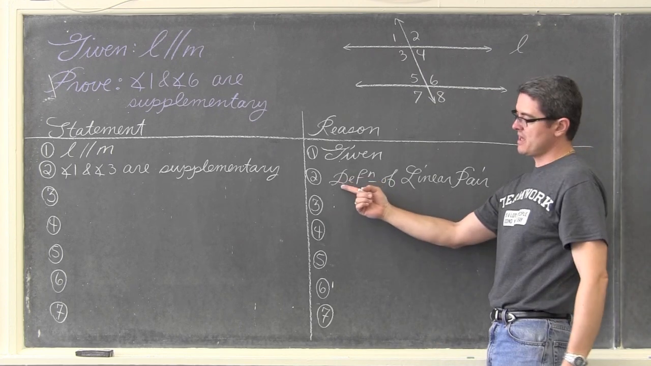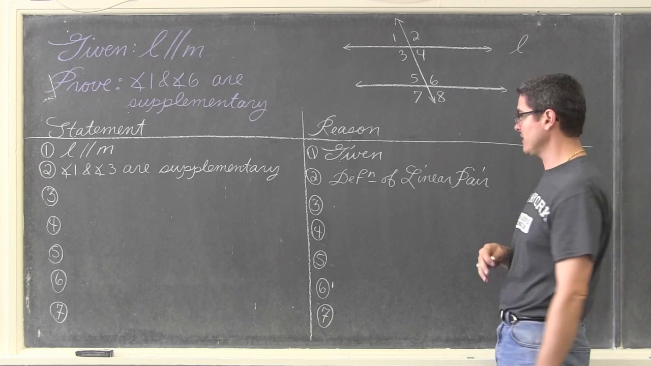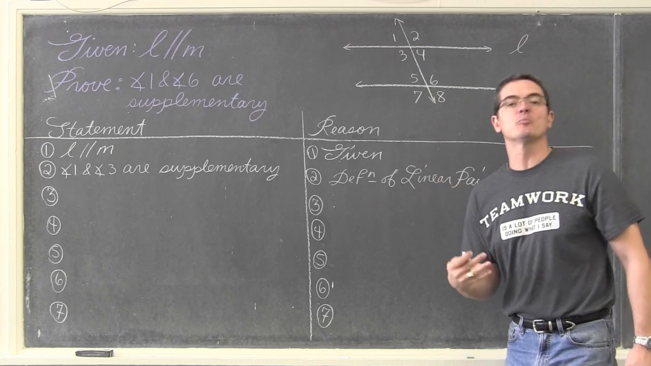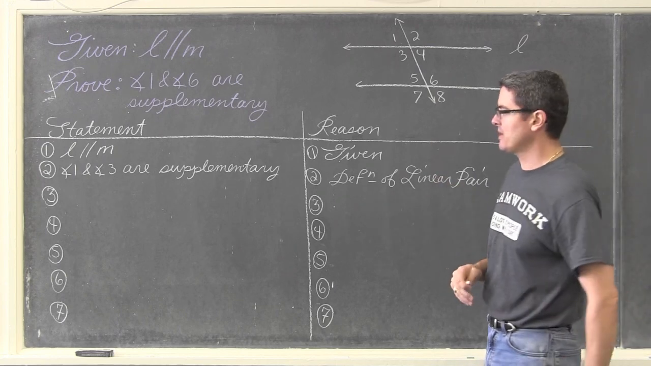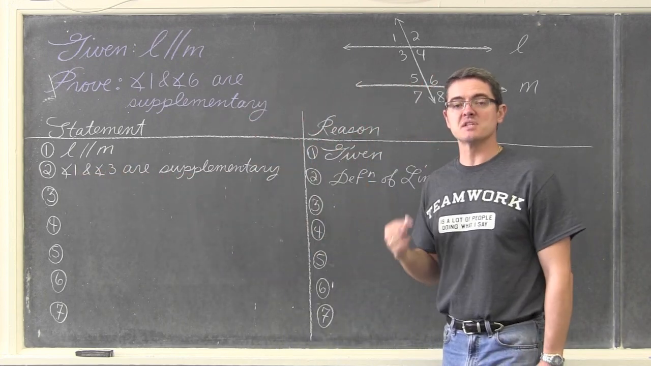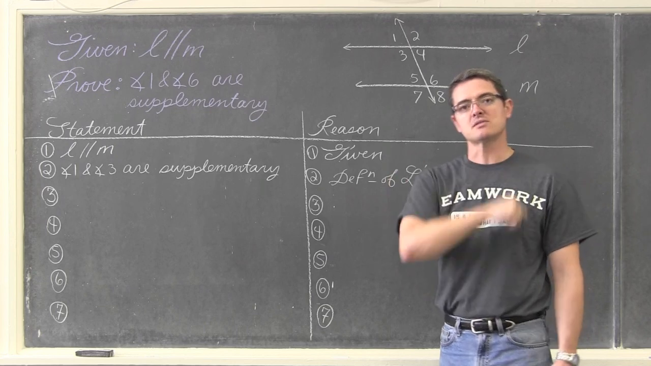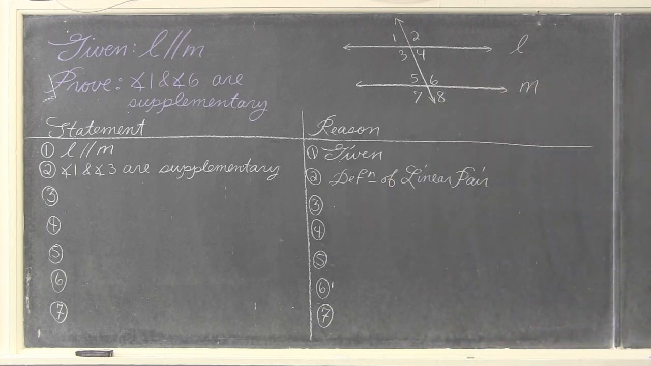And you might want to say linear pairs are supplementary. Maybe your teacher's just happy with the definition of linear pair. Maybe they're just happy if you write linear pair. Talk to your teacher about what they want. Well, if angle 1 and 3 are supplementary, what does that mean? Supplementary angles are two angles that add up to 180 degrees. Let's get that written out.